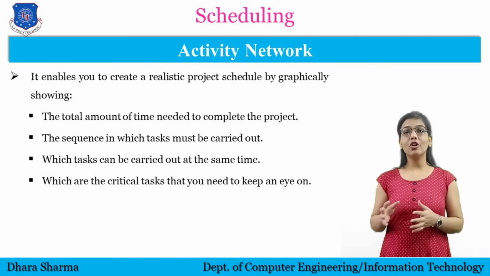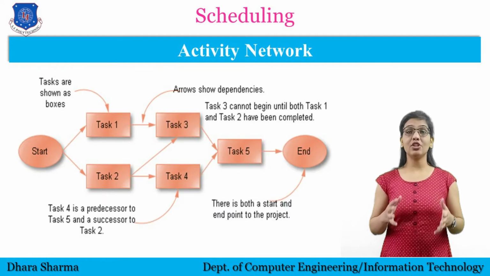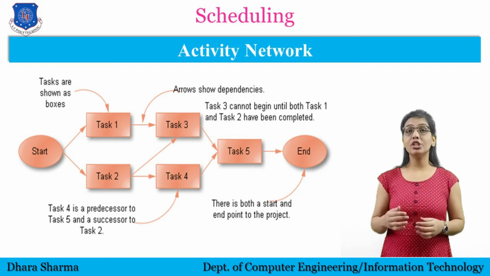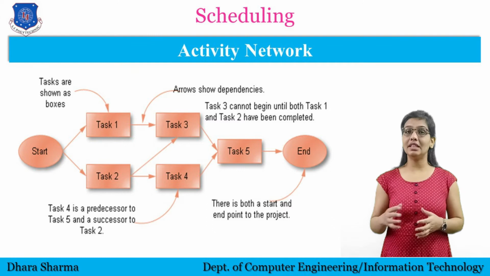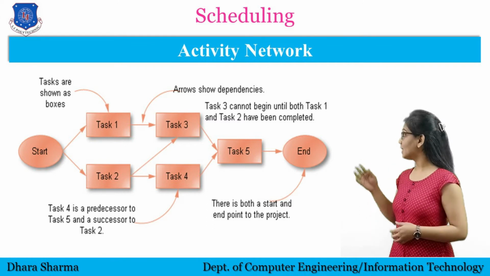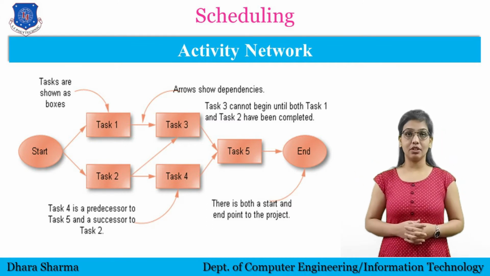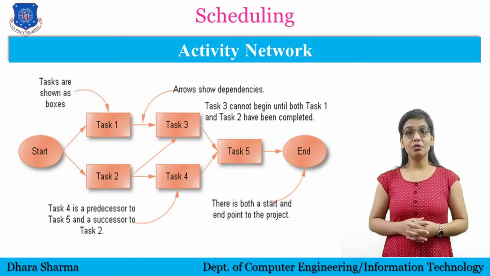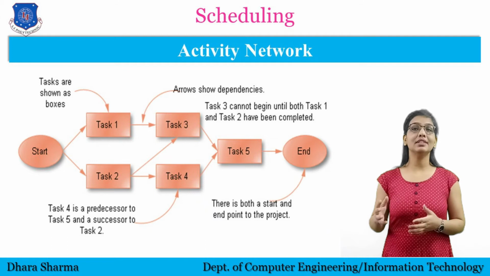At the time of drawing an activity network diagram, each activity is represented by a rectangular node, and the duration of the activity is alongside each task. Here you can see an example of an activity network. This diagram displays interdependency between tasks through the use of boxes and arrows.